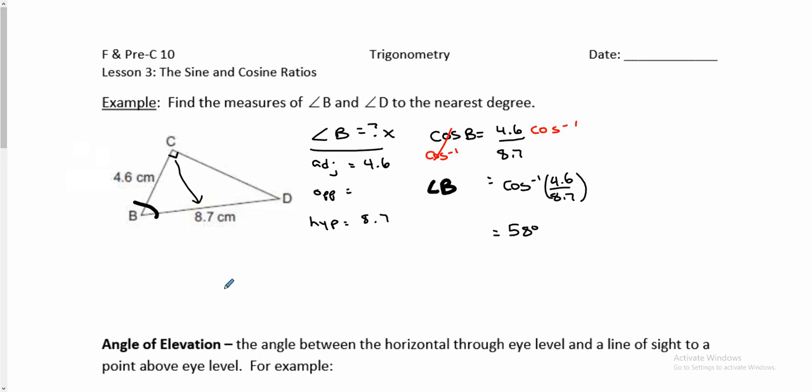Now with angle D, we can use that all triangles equal 180 rule. So we would have 180 minus 90 minus 58, all in degrees, which gives us 32 degrees.